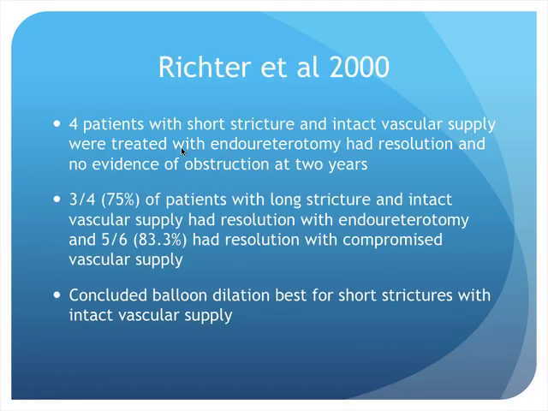So for patients that had a short stricture and intact vascular supply, 4 of them had endoureterotomy, and they all had resolution of their stricture at 2 years. 75% of patients with a long stricture and intact vascular supply, so a stricture greater than 2 centimeters, had resolution with endoureterotomy, and 83.3% had resolution with a compromised vascular supply. So this study concluded that balloon dilatation was best for short strictures with an intact vascular supply.